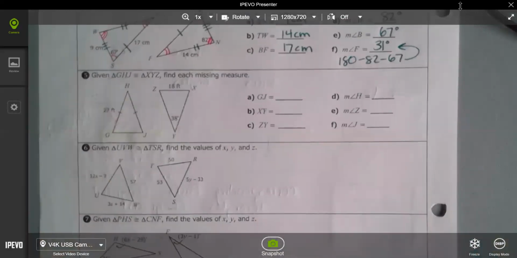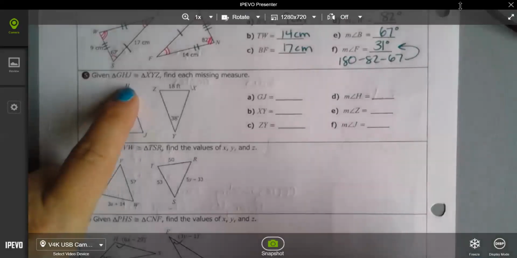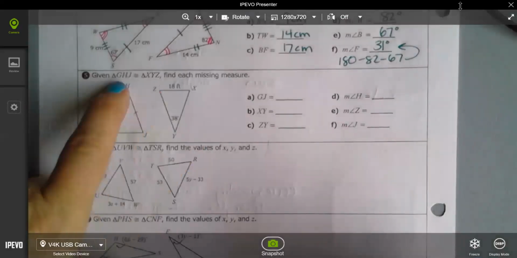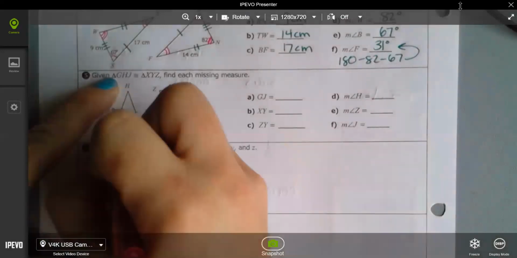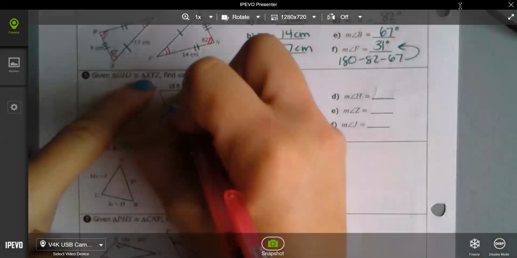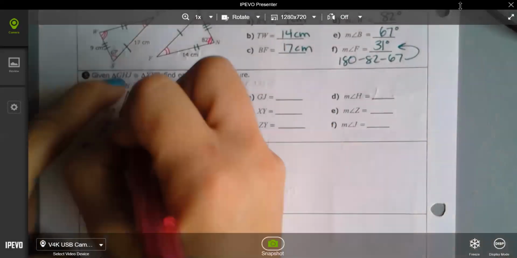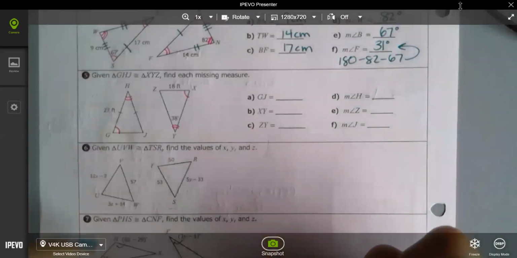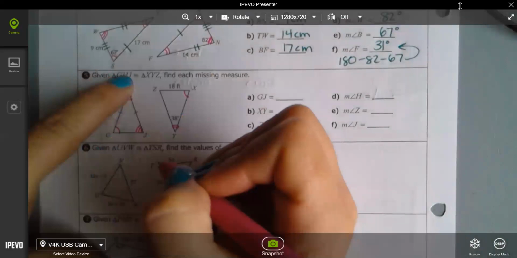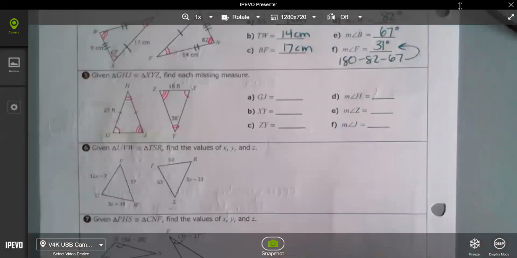Number 5, pause me, work ahead, see if you can do it on your own. All right, it says find each measure given that these two triangles are congruent. So G and X go together. H and Y, two lines, go together. J and Z go together.